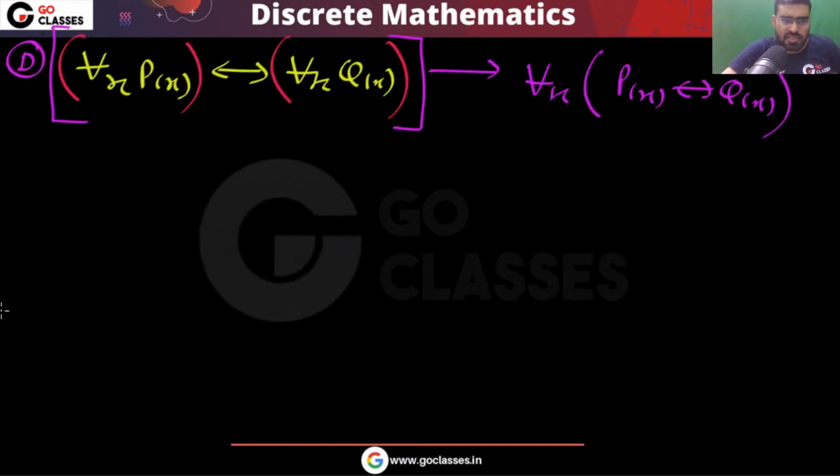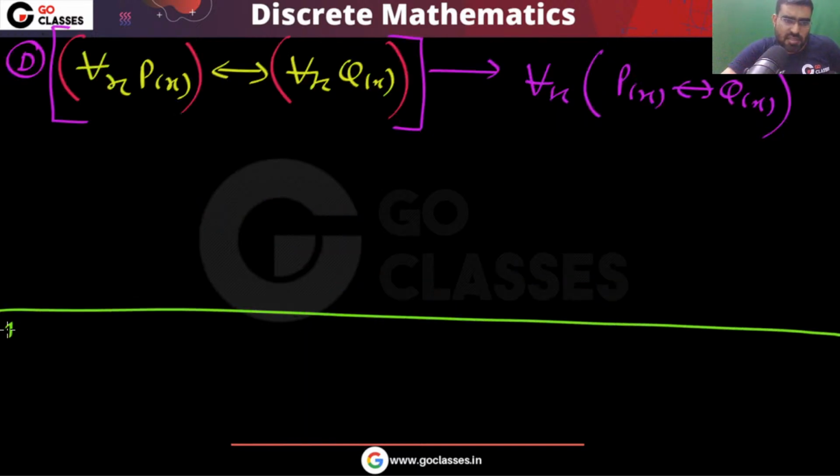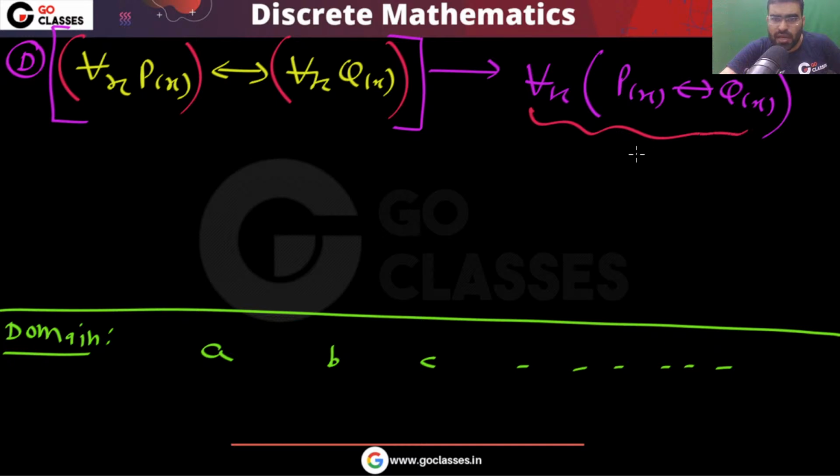Again the same method, nothing changed. Same method. What do you do? Again you take a domain. The domain is A, B, C, something. This is your domain. Now remember, this is your B and this is your A.